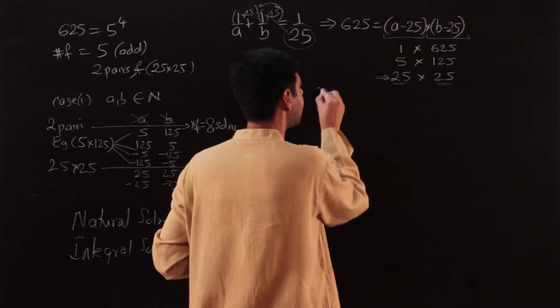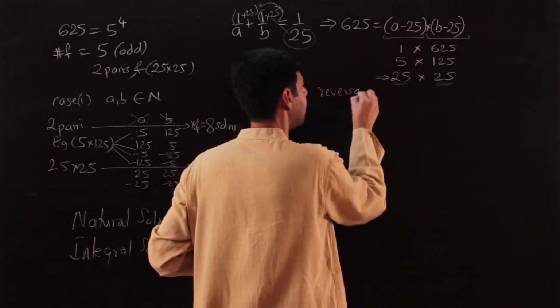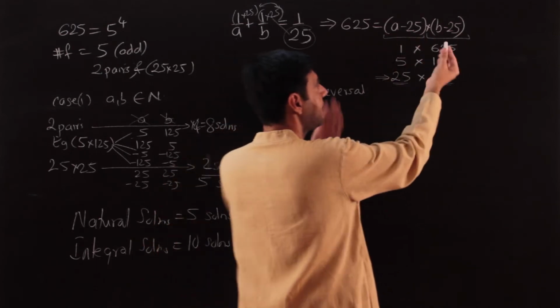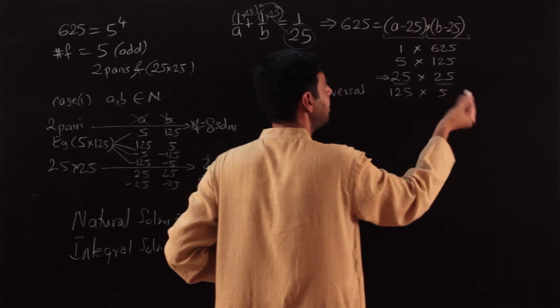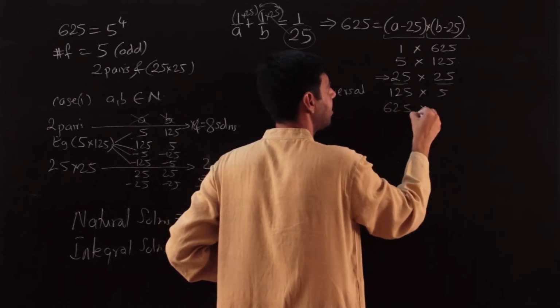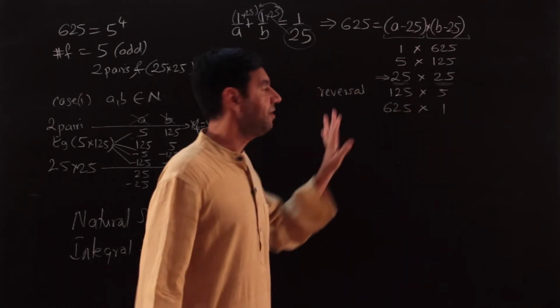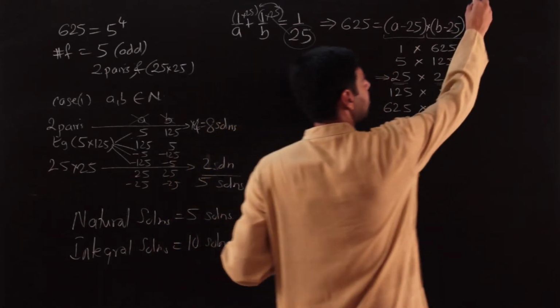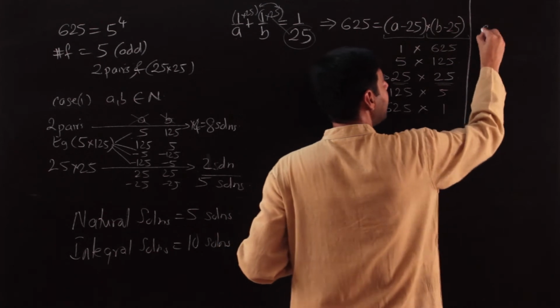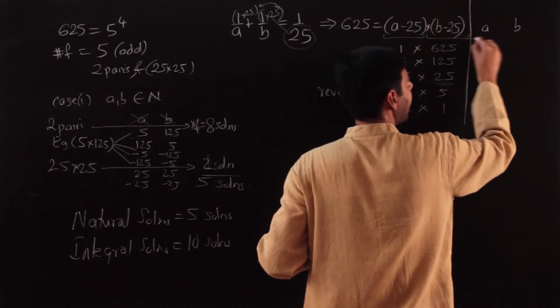And hereafter reversal will start. Reversals will start because A and B are 2 different values. So I can take the reverse in that case, which is going to be 625 into 1. Why are we doing this check business? These are the values of A minus 25. So I need A and B. So let's check A and B.